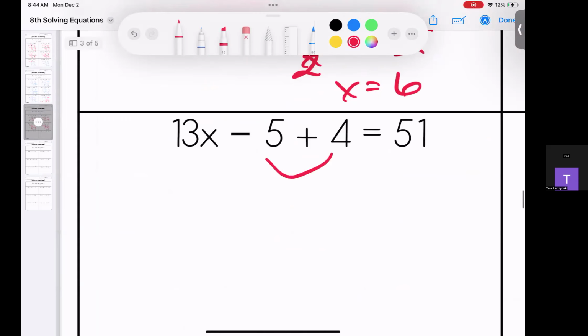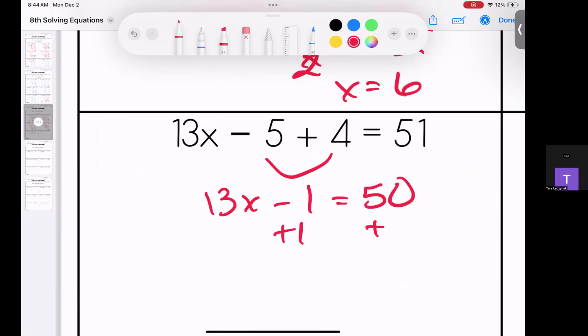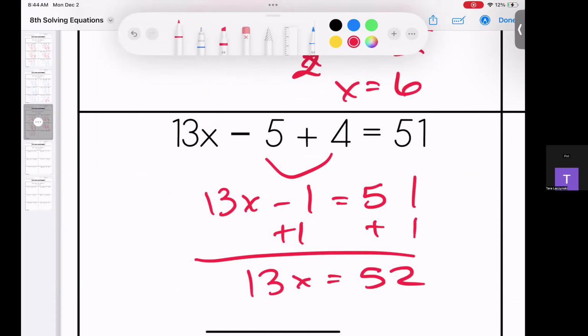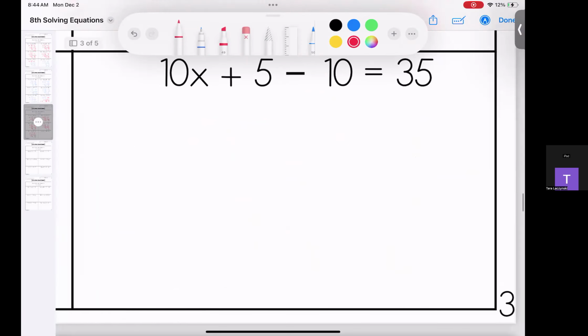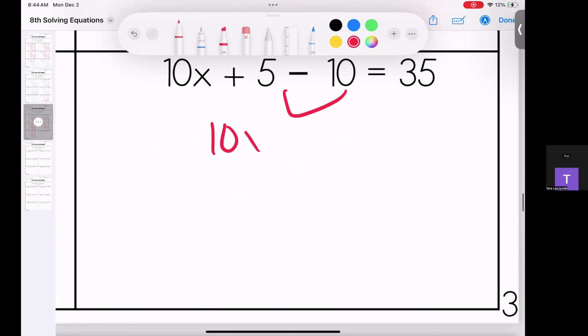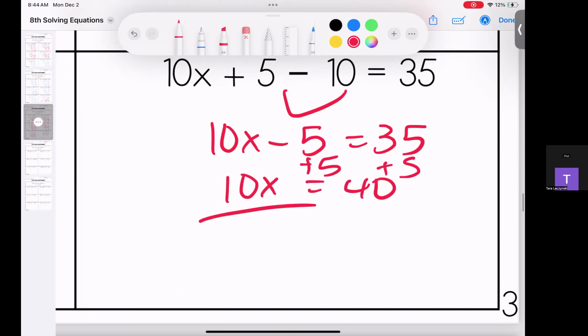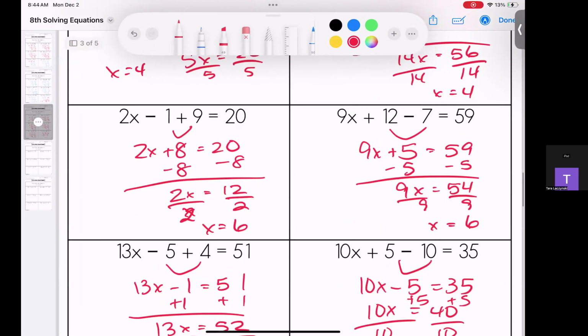Coming down here, we're going to have 13x minus 1. We're going to add that 1 to both sides. My brain is trying to subtract it already. 13x equals 52. X is equal to 4. Over here, we're going to have 10x minus 5. Add that 5 to both sides is 40. X is equal to 4.